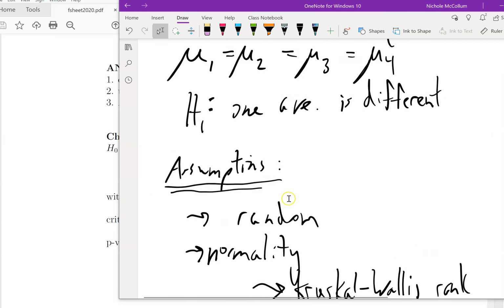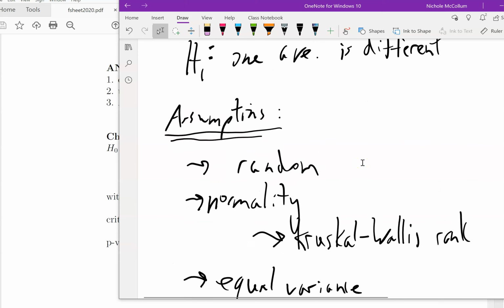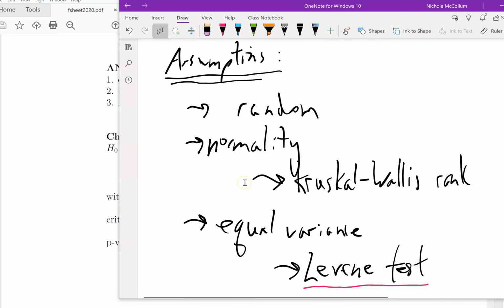Again, I assumed they were all equal. You need to give me evidence that at least one is different. So given the assumptions were checked, which we checked, we're assuming them again in our first level.